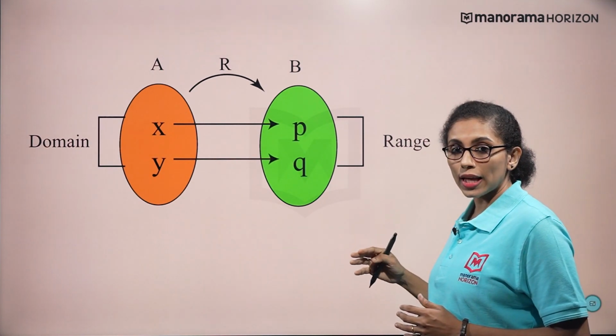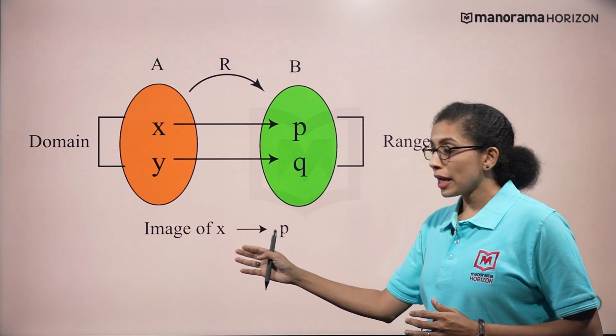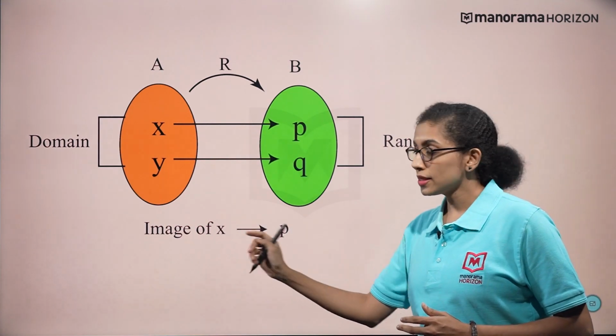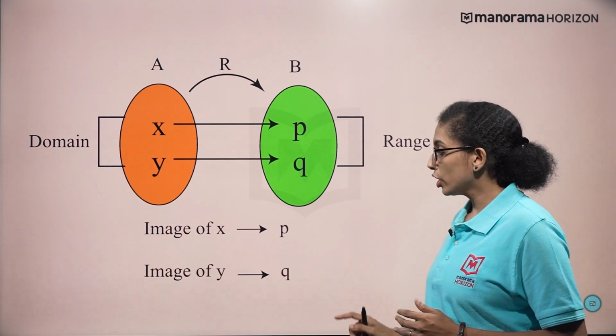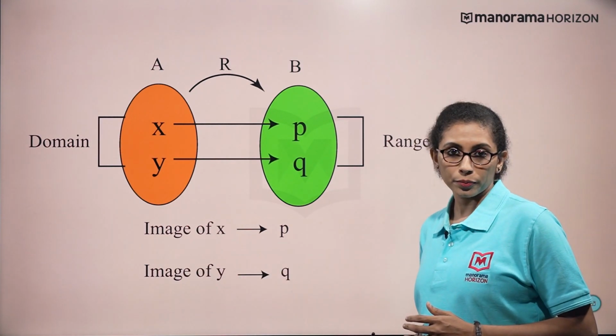So, we see that p is the image of one element, that is x. Similarly, q is the image of one element y. One person having one passport, and the passport can only be used by one person. This is an example of one-to-one mapping. Also remember, another name for one-one mapping is injective function.